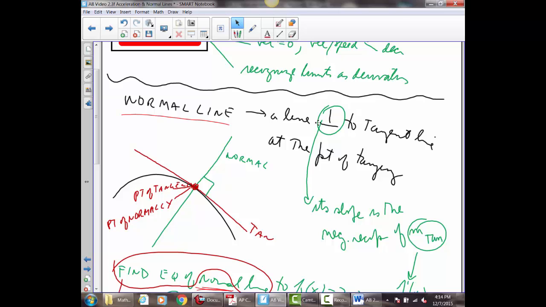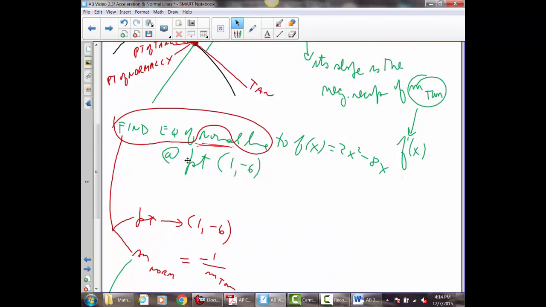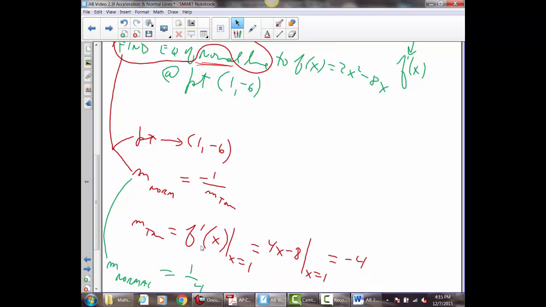Okay, so of course perpendicular, you remember from Algebra 1, means that the slope is the negative reciprocal of the other one. Well, it's perpendicular to the tangent line. The slope of the tangent line is the first derivative. So you just have to be careful when it says find the equation of the normal line to a function at a certain point. You are going to have to start with the derivative, which is the slope of the tangent line.